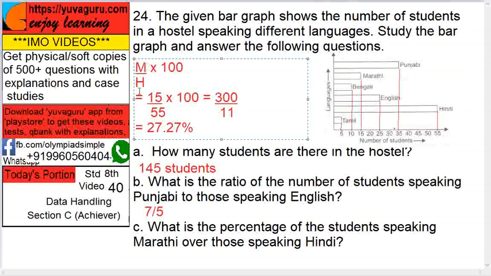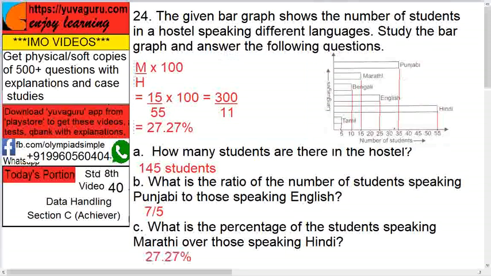So Marathi upon Hindi into 100. Why 100? Because we want percentage. So 15 upon 55 into 100. Solve this, you will get 300 by 11. So solve this, you will get 27.27%. Okay, that is the answer.